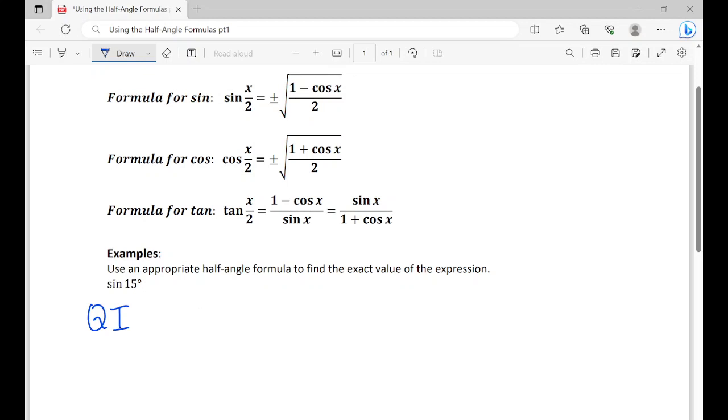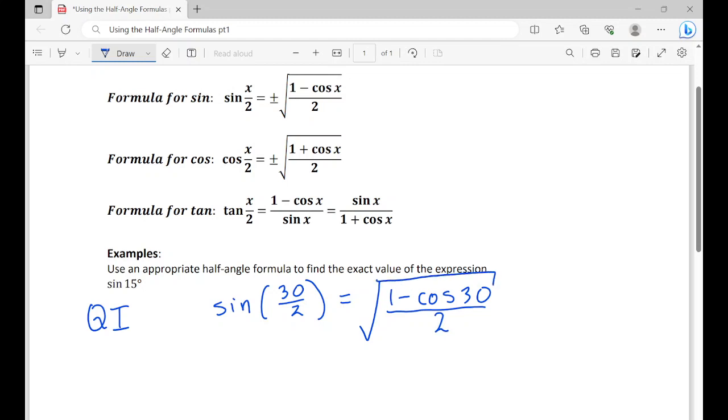Now I have to put it in the correct form because it's sine of 15 degrees. I have to be something over 2. So something over 2 that will give me 15 is 30. So sine of 30 over 2 is going to equal a positive square root of 1 minus cosine 30 over 2. So there's my expression written out, but now I need to simplify it to get the exact value.